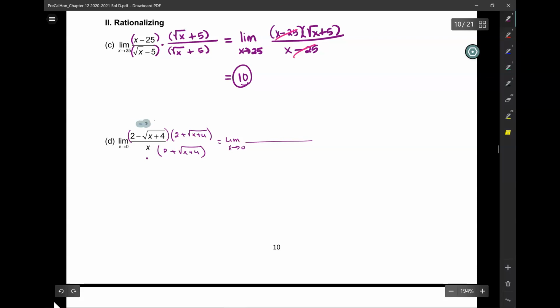And so the part where the root was, you're always going to get an a minus b, a plus b situation, right? So use the shortcut like you did last time. Square the first term, you get 4, minus square the second term, and that just gives you x plus 4 over x times 2 plus root x plus 4.